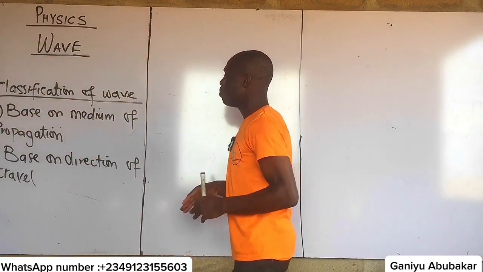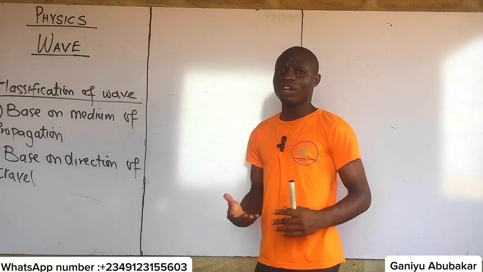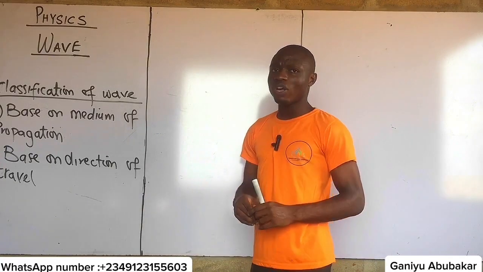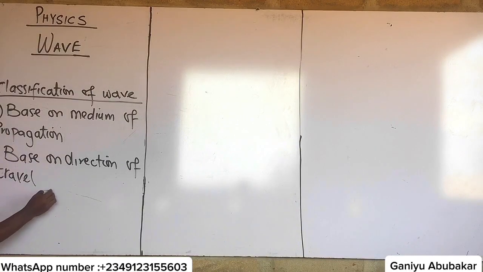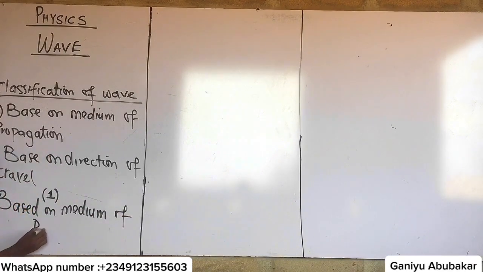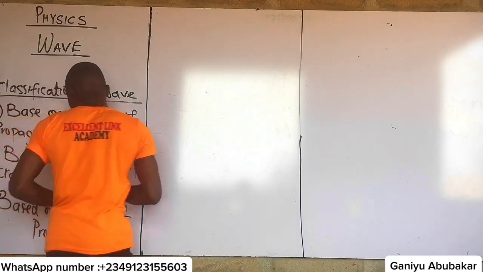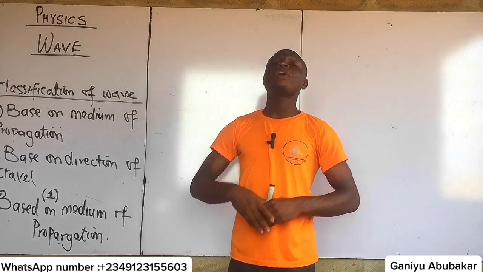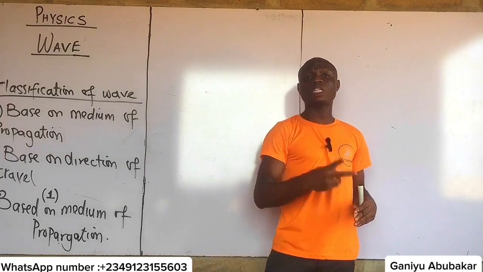So wave can be classified based on medium of propagation. Wave can be classified based on direction of travel. Let's discuss these concepts one after the other. When we say based on medium of propagation, what do we mean? All right, let's discuss the first one, based on medium of propagation. There are about two types of wave there.